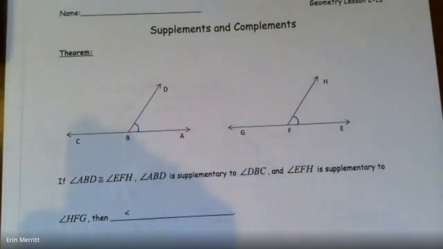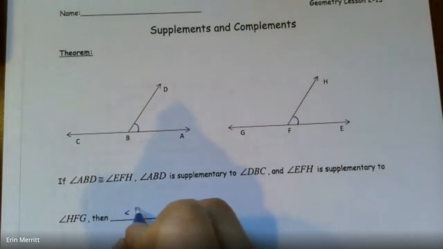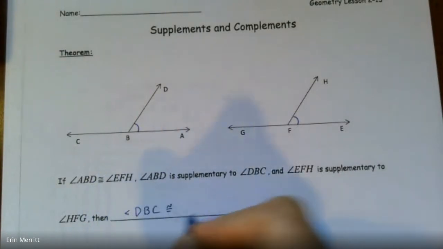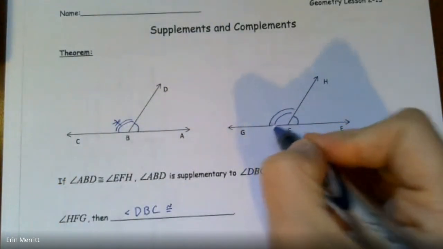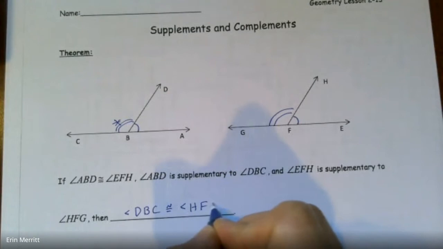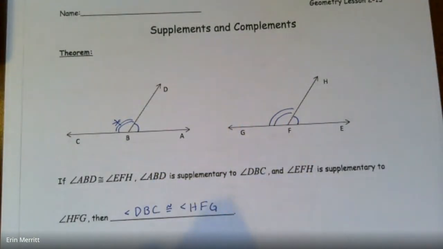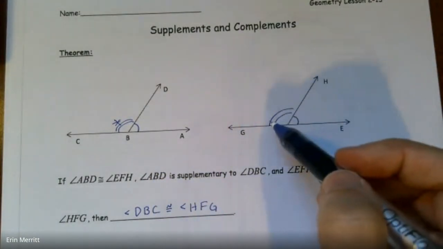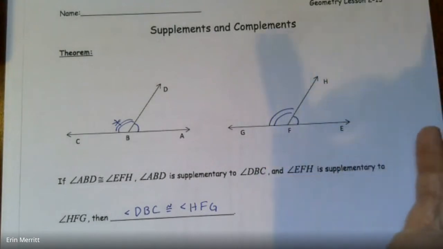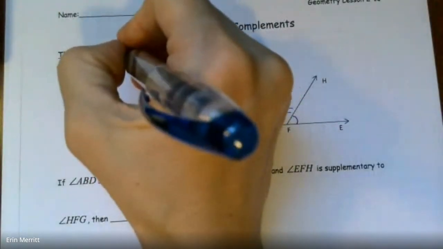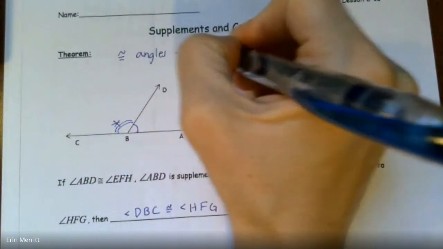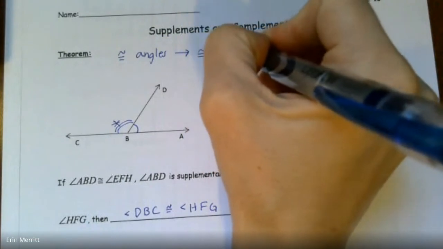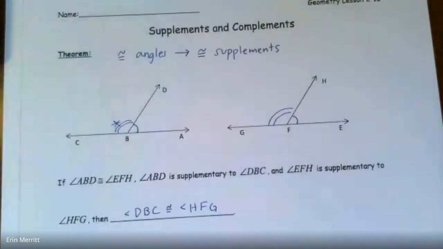So we can say that angle DBC is congruent to angle, so this guy over here, we'll put two stripes, HFG. And the reason that we're going to be allowed to say that is that the supplements of congruent angles are congruent. Now it sounds a little funky, so I'm going to say it this way: congruent angles implies congruent supplements. So there's our first new reason that we're allowed to use in our proof.